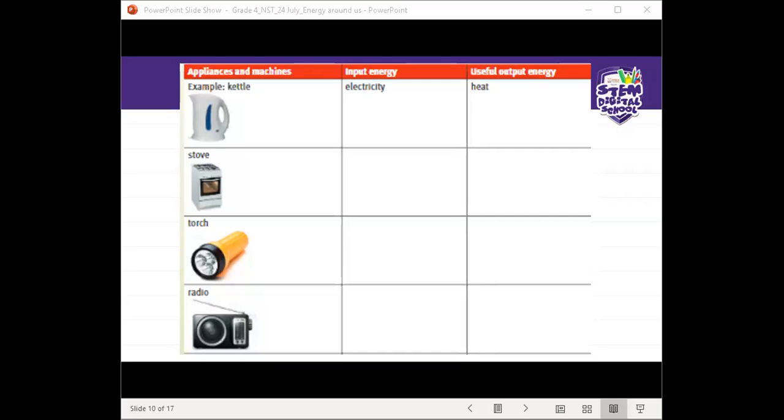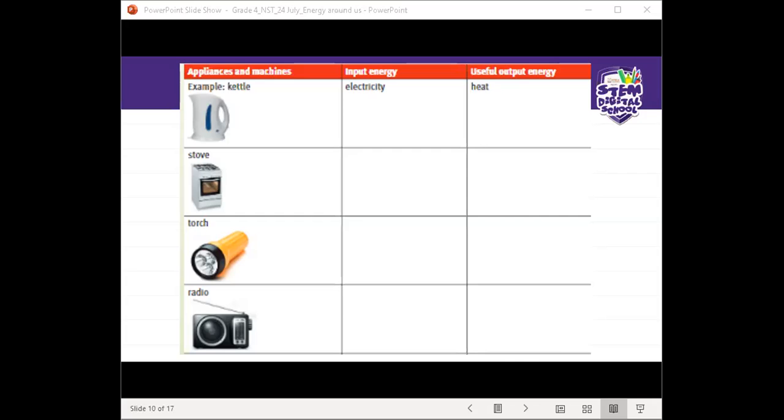All right. So let's hear Carol. What is the input energy for the stove? Ma'am, the torch is electricity. No, the stove. We're still at the stove. Oh, stove. Yes. Electricity. Okay, and then the useful output energy, heat. All right, beautiful. Thank you very much. Okay, so that was Zoe and Carol Moses.